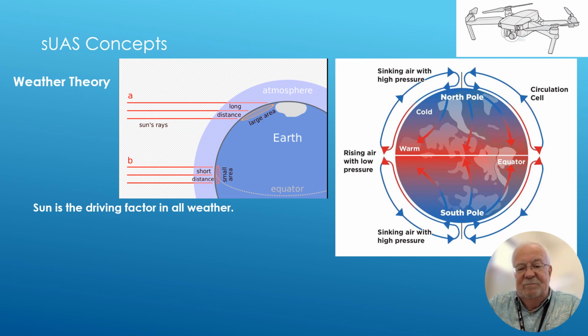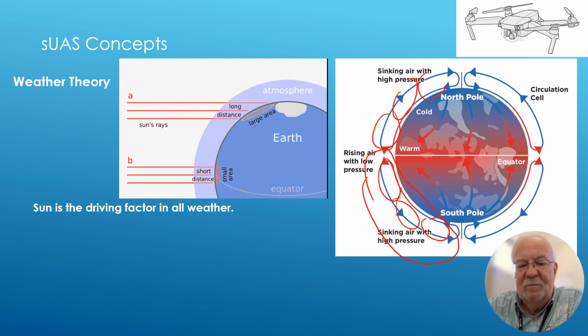This is a very simplified diagram. These large cells here, they're actually divided up into typically 3 cells, but with the same characteristic. Warmer areas rising and then moving over to equalize the pressure differential to the low pressure areas.